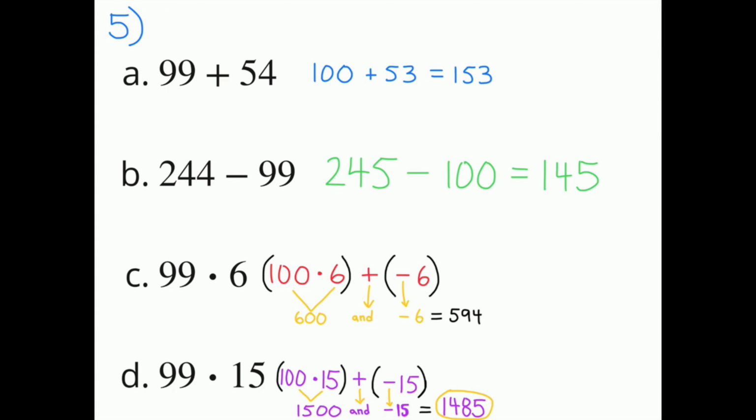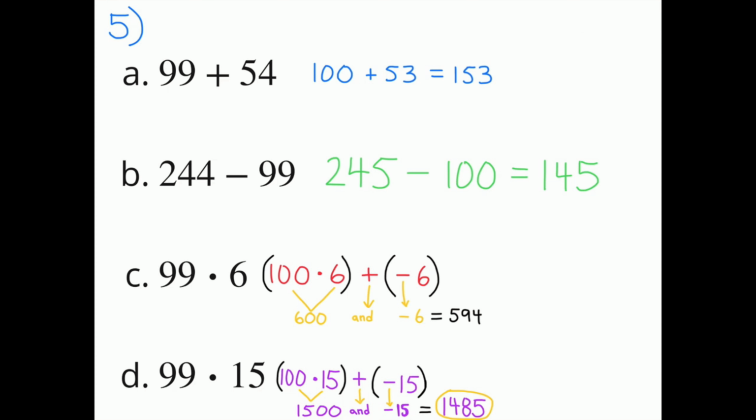C. 99 times 6. I chose to make it 100 times 6, and 100 times 6 is going to be greater than 99 times 6. It's going to be one group of 6 greater than 99 times 6, so I have to remove one group of 6. So 100 times 6 is 600, and 600 minus one group of 6 equals 594. So 99 times 6 equals 594.